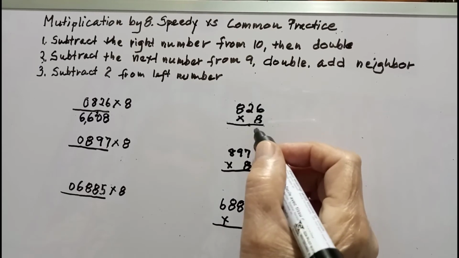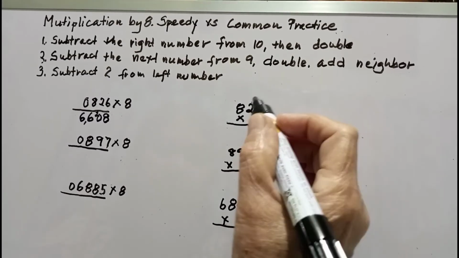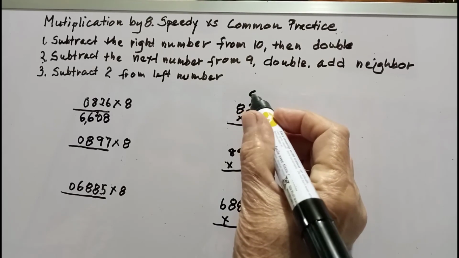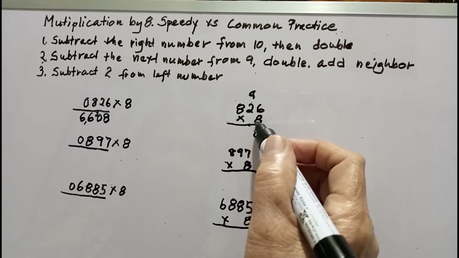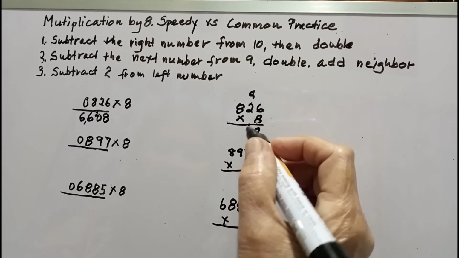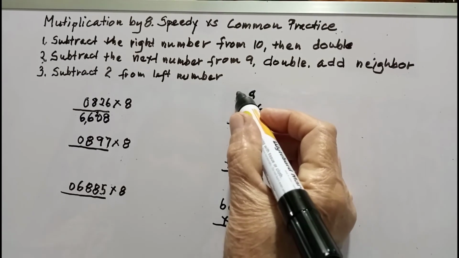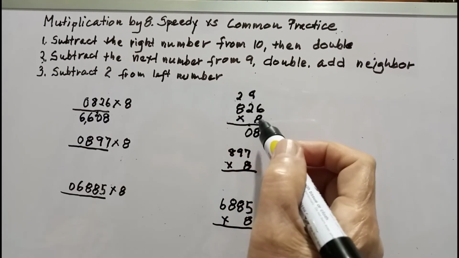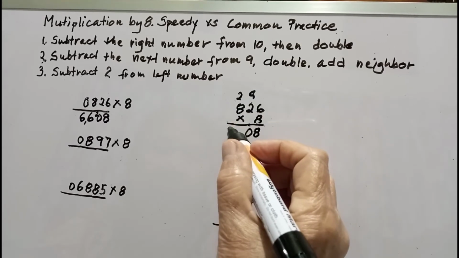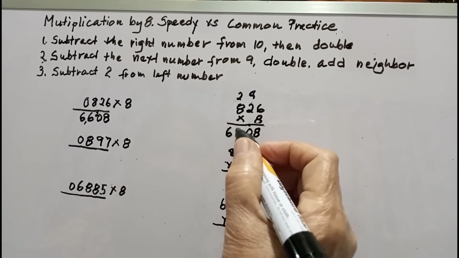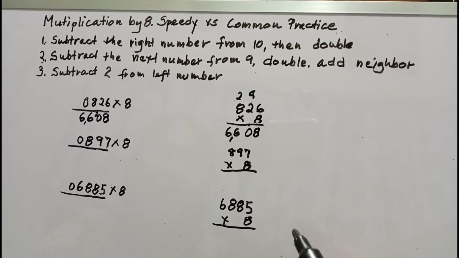6 times 8 equals 48. That would be 4. 2 times 8 is 16. Plus 4, that would be 20. Carry 2. 8 times 8 equals 64. Plus 2, that would be 66. So the answer is 6,608.